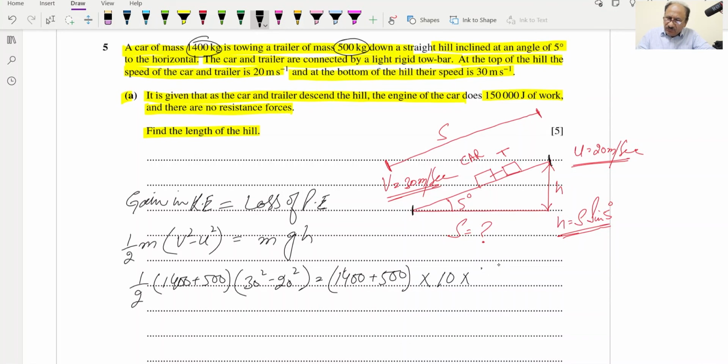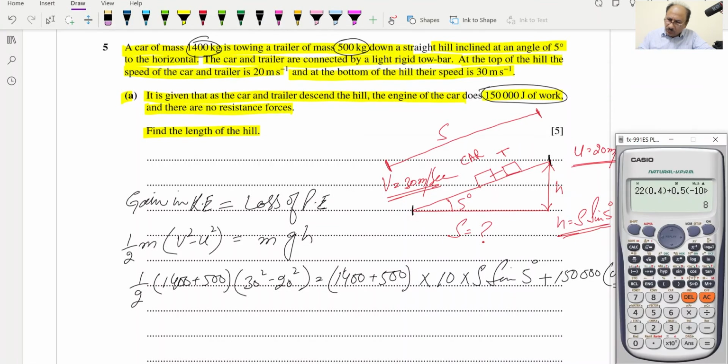Basically h will be s sine of 5 degrees, so we will write s sine of 5 degrees. Now this will be our equation, and plus what else is being done, this much work is also being done. So this work done we have to add on this side. This one I will write for your understanding, I'm writing work done. Now we can solve this equation.